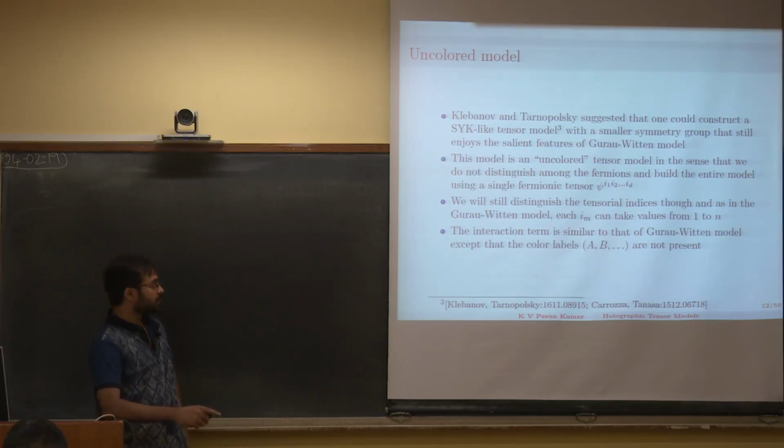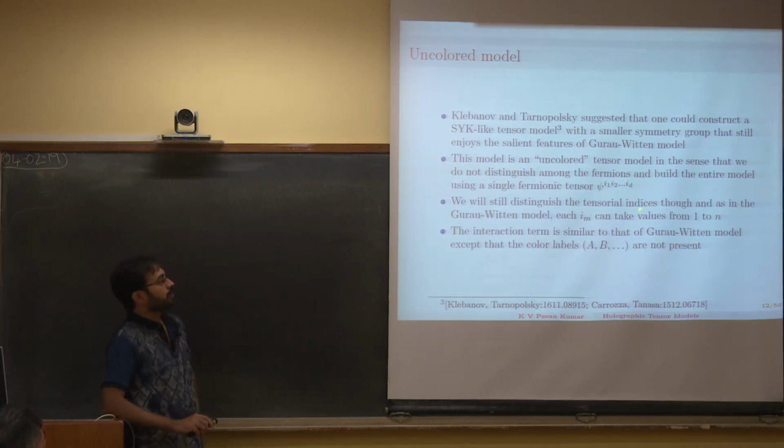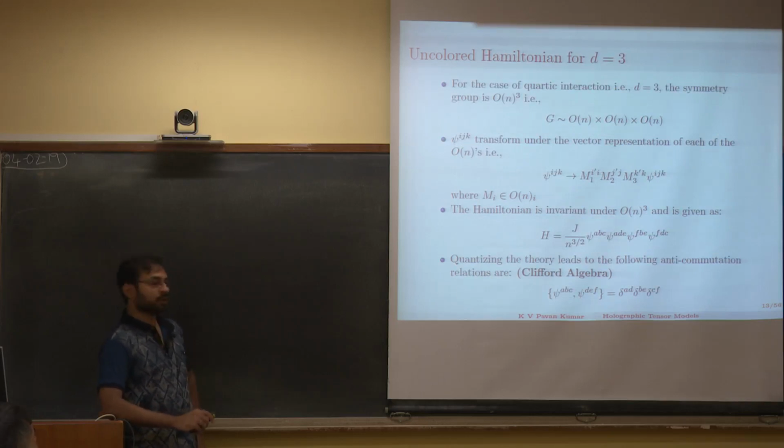One more model which we consider in this talk is called the uncolored model. This is a model introduced by Klebanov and Tarnopolsky. They suggested that we can define a model with a smaller symmetry group, but which has all the features of the Gurau-Witten model. This is called uncolored in the sense that there is no color index here. Again these i's are the tensor indices of the symmetry group, and each takes values from 1 to n. For d equal to 3, this is a quartic interaction, the symmetry group is O(n) times O(n) times O(n), and the Hamiltonian is given by this. Again, every 2 fermions have only one common index, which is summed over. And again in the further discussion, we always put J equal to 1.